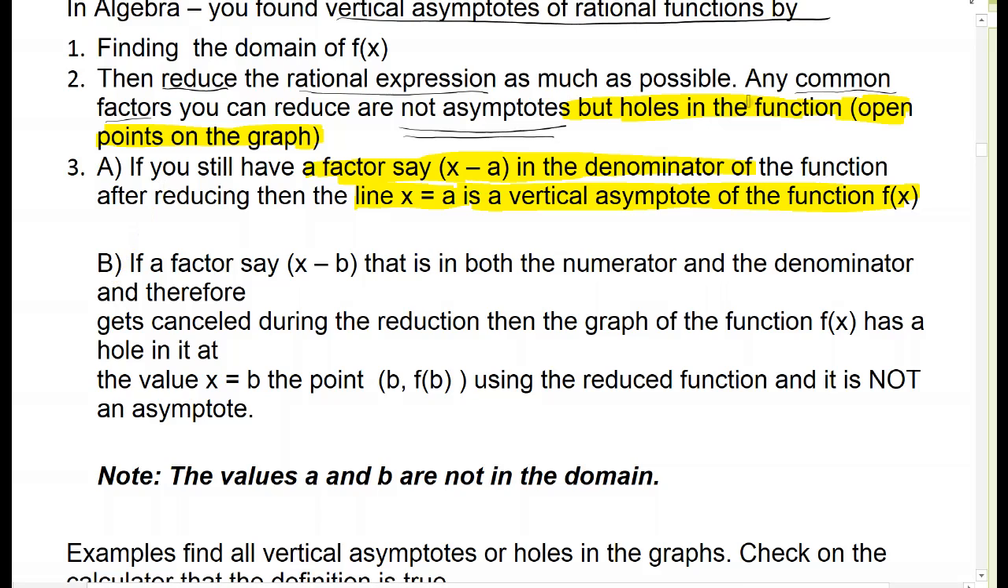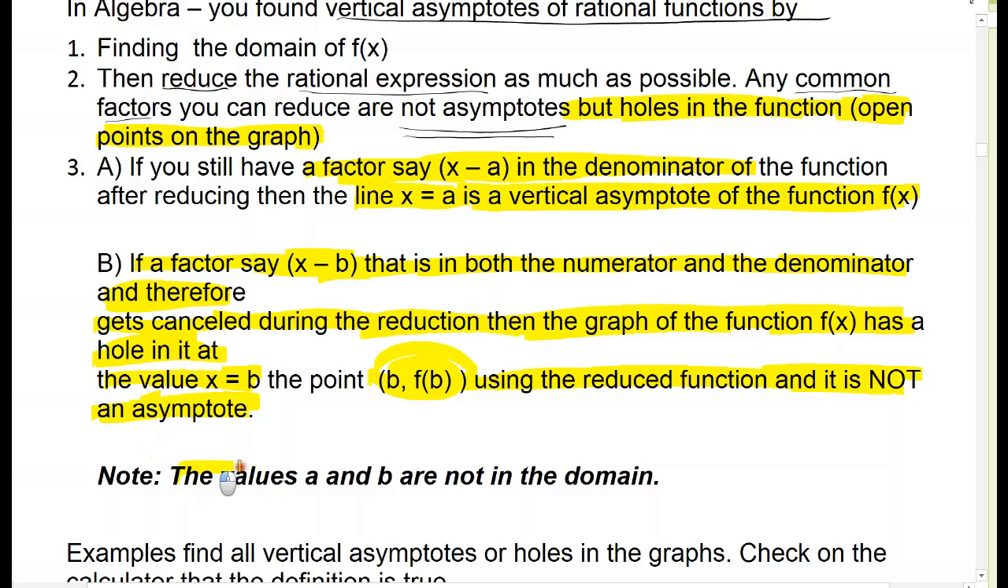So the second case where you get a hole in the function, like I said, if you've got a common factor, so x minus b is in both the numerator and the denominator, they get canceled out during the reduction. The graph of the function has a hole in it at that point. Not an asymptote. All right, and again, you can find the hole by using the reduced fraction. Again, it is not an asymptote.